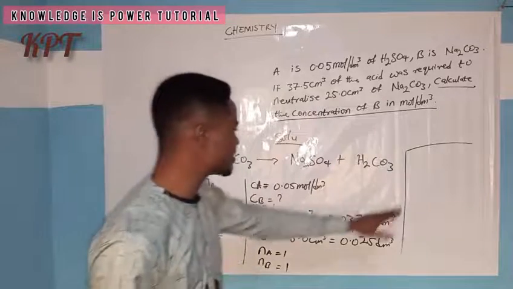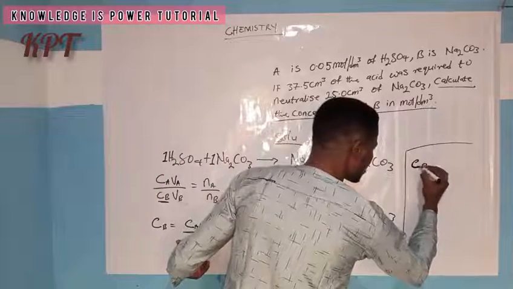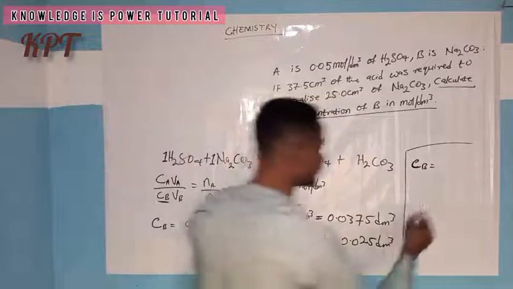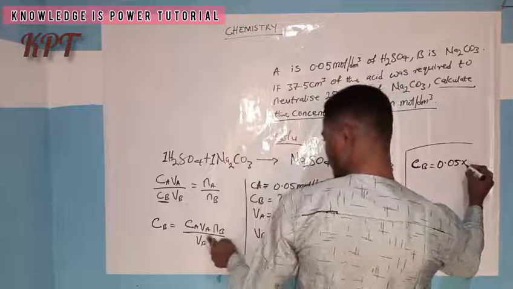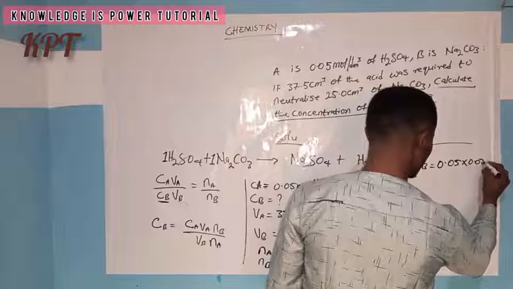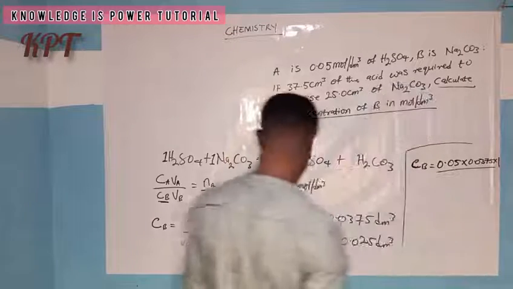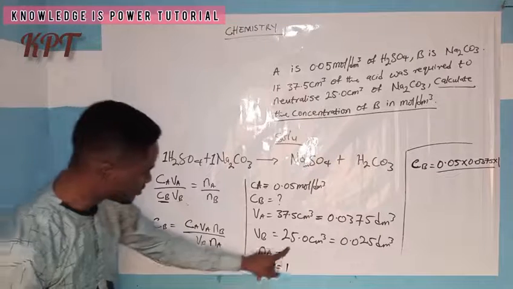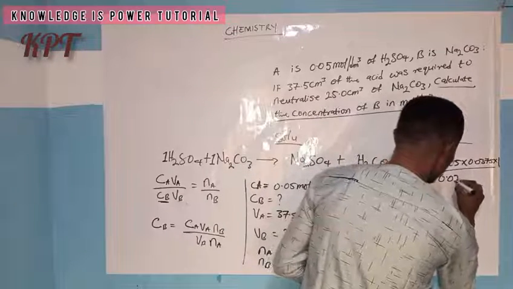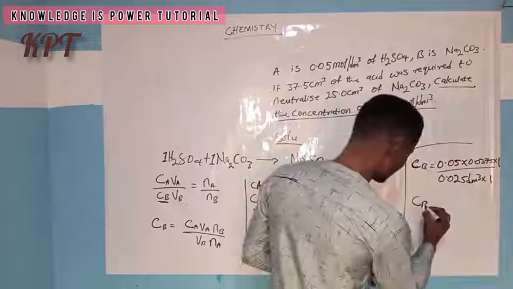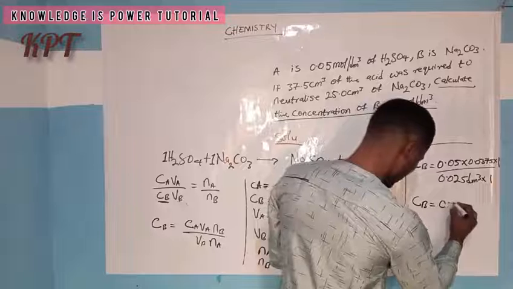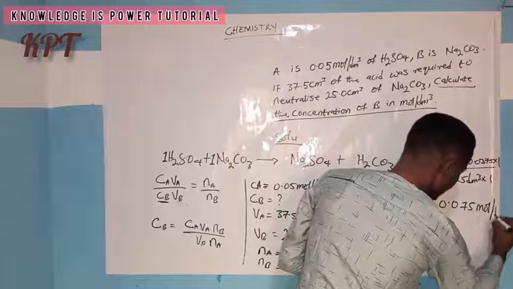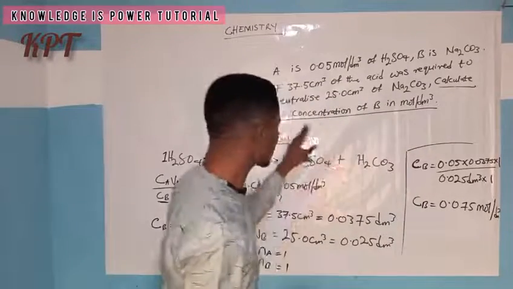So now substituting all of these inside this equation, we have that Cb, the concentration of the base, is equal to Ca times Va times Nb. Ca is 0.05 times Va, which is 0.0375, times 1, all over Vb times Na. Vb here is 25 cm3, which is 0.025 dm3. So 0.025 dm3 times 1. Cb will be equal to, if I compute all of these things, 0.075 mole per dm3. Mole per dm3, because the question says that we should calculate the concentration of B in mole per dm3.